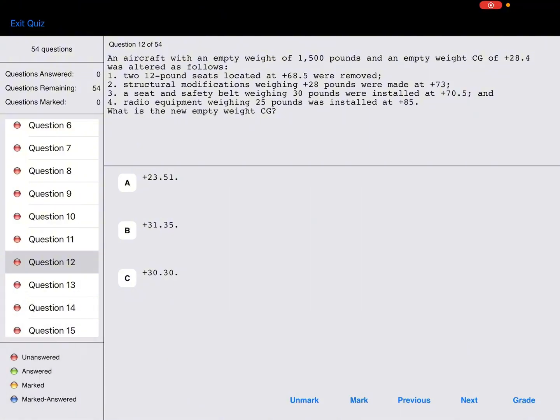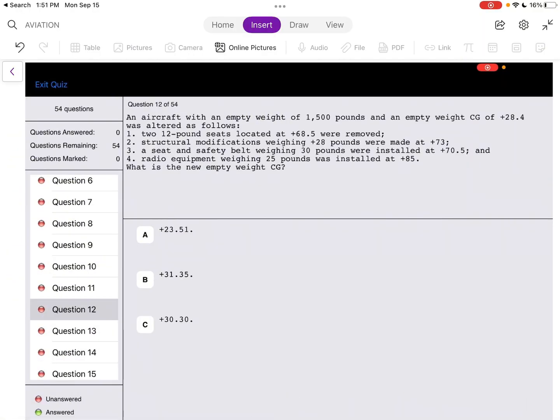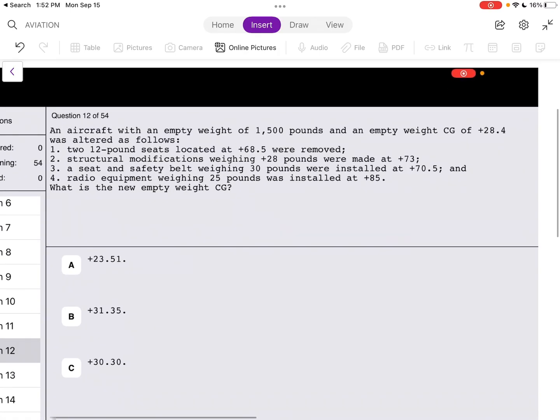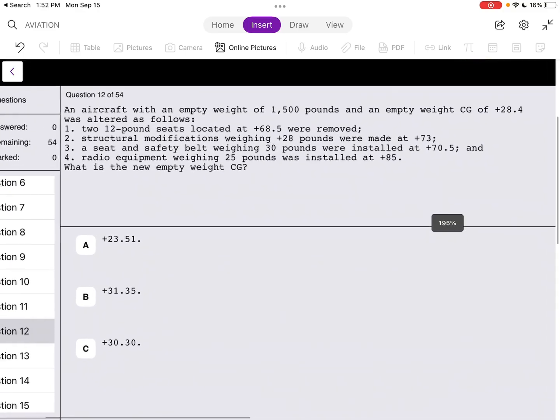So I'm just going to move this over to an aircraft with an empty weight of 1,500 pounds and an empty weight CG of 28.4 was altered as follows. Two 12-pound seats located at 68.5 were removed. Structural modifications weighing 28 pounds were made at 73. And these are station numbers. So station number 68.5, station number 73. A seat and safety belt weighing 30 pounds were installed at station number 70.5. And radio equipment weighing 25 pounds was installed at 85.